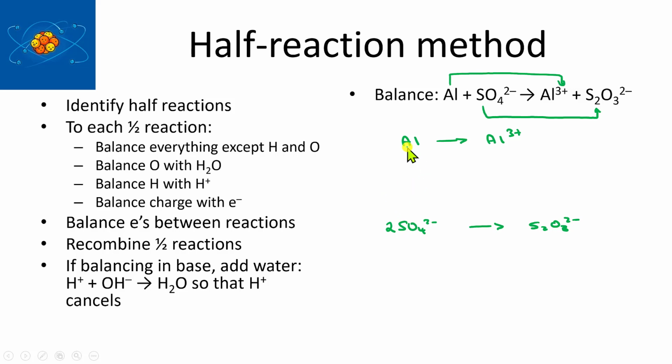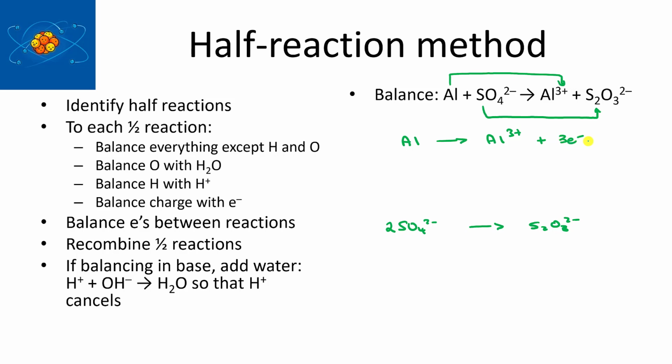Now, having said that, the next thing you would balance is oxygens by adding water, hydrogens with H+, and then charge with electrons. In the case of the aluminum reaction, there's not much to do because there is no hydrogen and oxygen. So all we're down to is dropping electrons in. And so we're going to drop the electrons in like this.